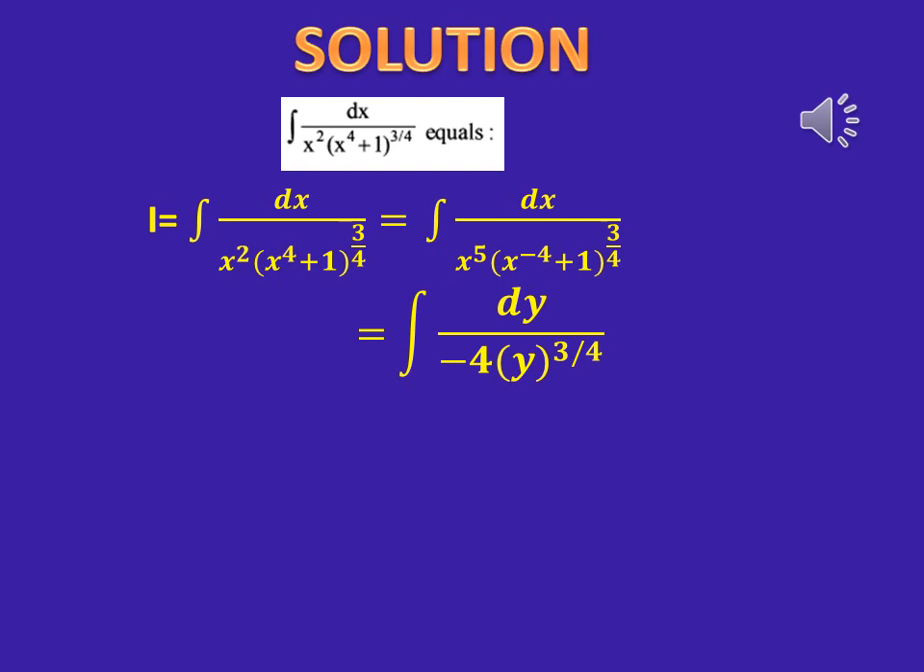After substituting 1 plus x to the power minus 4 as y, we can easily solve the integral.